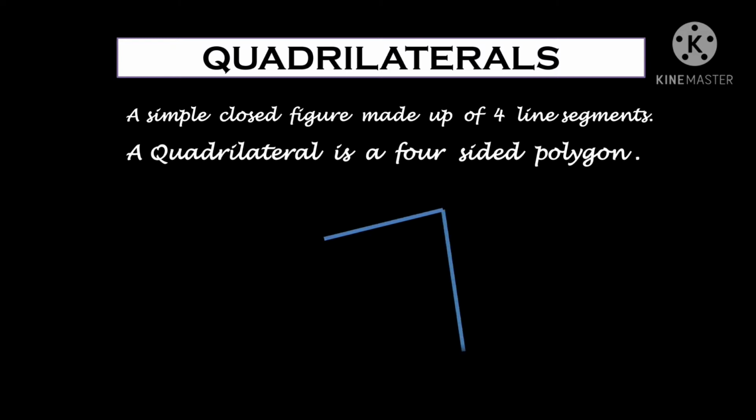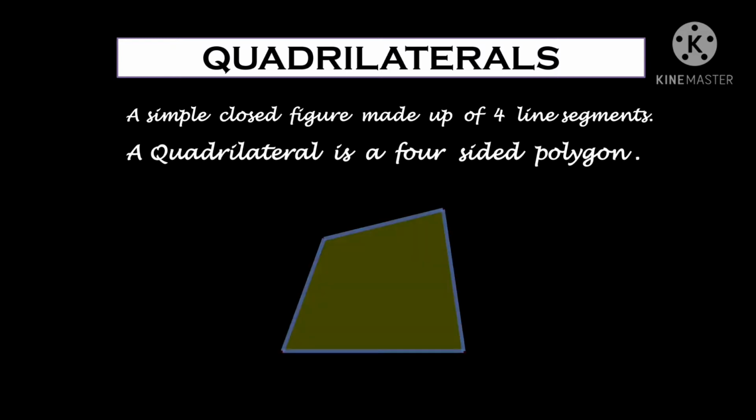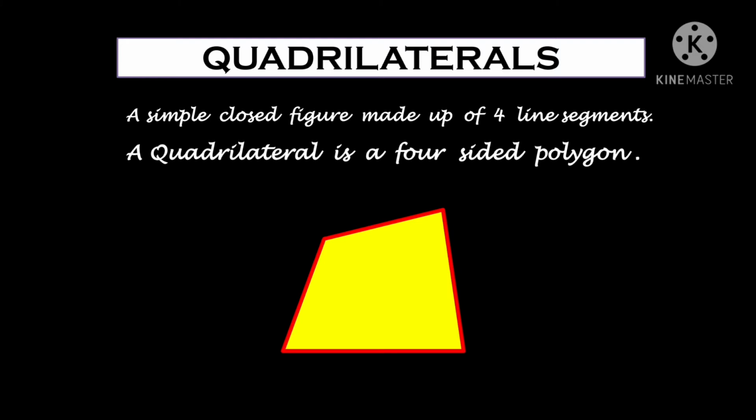So it looks somewhat like this with 4 sides. So this is a quadrilateral with 4 sides. A quadrilateral has 4 sides and 4 angles. Let's move on with some special quadrilaterals.